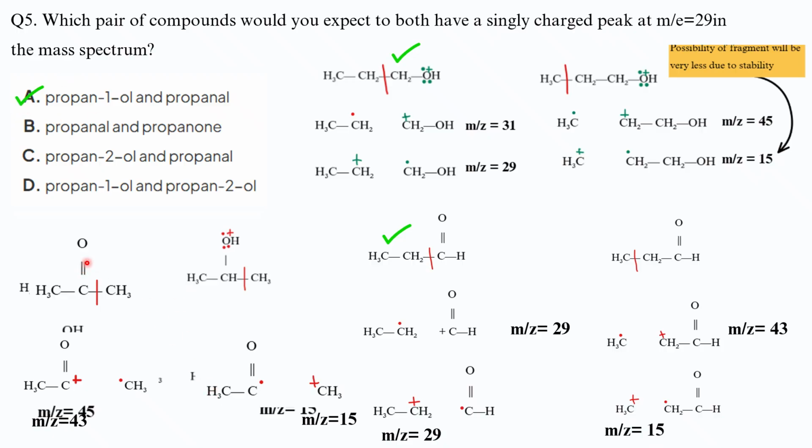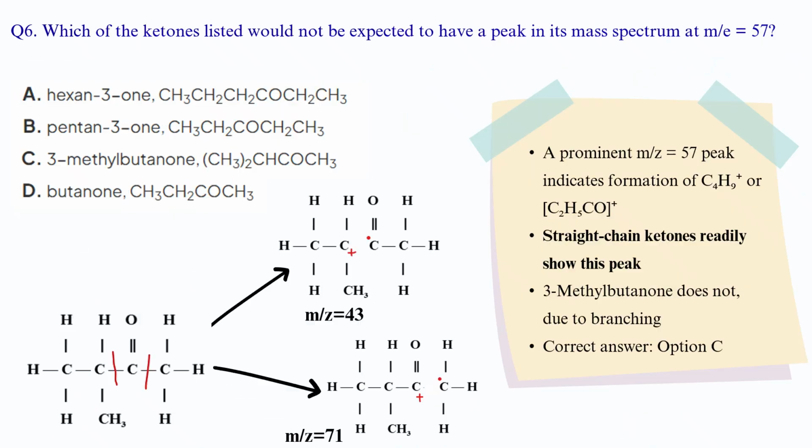Now you can also check out the other options. I have shown you the fragmentation. You can check out those fragments and you will surely see that there is no possibility of m/z equals 29. There is quite an overlap of a few of my figures, so I just wanted to apologize for that. But yes, you can try it out and check that. Surely there is no presence of m/z equals 29 values for propan-2-ol and propanone. You can check it by yourself. If you have any difficulty, you can ask in the comment section.